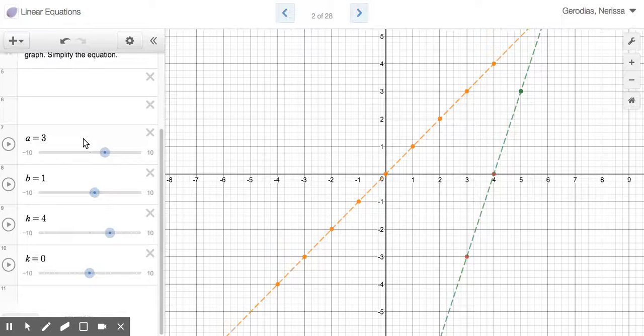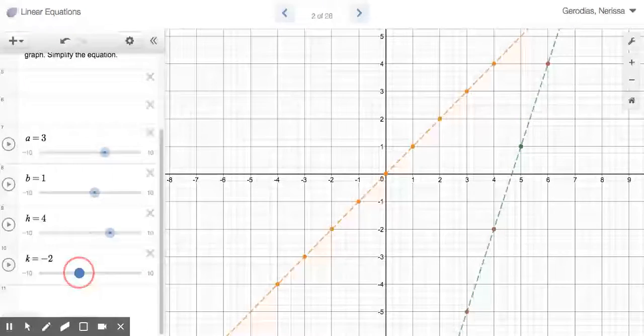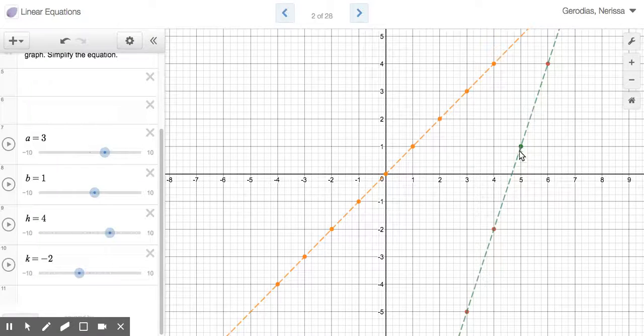Shift down 2 units. So that's a vertical shift. So we're going to change the K. We want this green point to go down 2 steps. To do that, we will move K to the negative. My -1 moves it down 1 unit. If we make it -2, then the green point moved down 2 units.